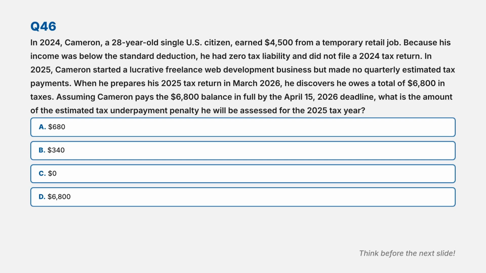Assuming Cameron pays the $6,800 balance in full by the April 15th, 2026 deadline, what is the amount of the estimated tax underpayment penalty he will be assessed for the 2025 tax year? A. $680, B. $340, C. $0, D. $6,800.